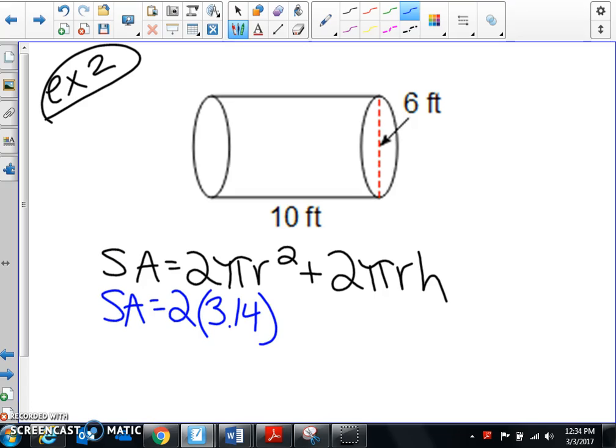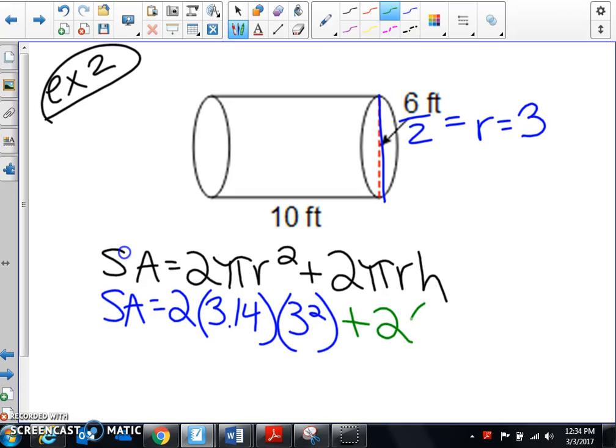And then our radius, this time they gave us the diameter. So if we want to find the radius, we cut it in half. So our radius is equal to 3, and that's what we're going to plug in. Plus 2, my pi is 3.14, my radius is 3, and this time my height is 10.